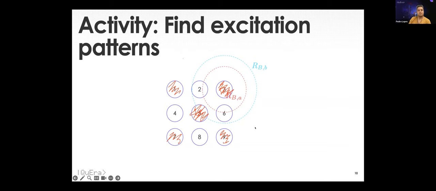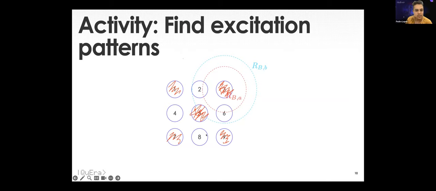So this is what our friend is suggesting. And indeed, when we look at the blockade radius, right? So we were saying that only the first neighbors are blockading each other. So clearly, if 1 is excited, 2 and 4 cannot be. 5 blocks 4, 2, 6, and 8. And similarly, 7 blocks 4 and 8, 9 blocks 6 and 8. And we are game, right? This looks like a good set of atoms to excite.